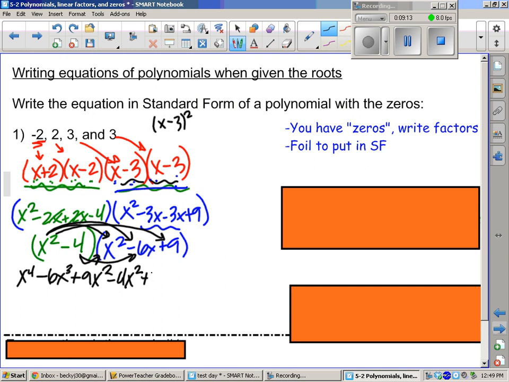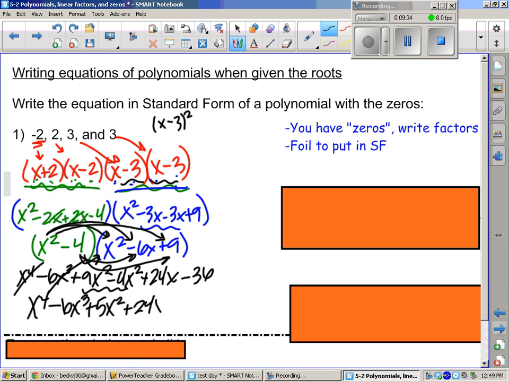Plus 24x and -36. Ooh, that's getting pretty big. Like terms, I only have 1x to the 4th. That takes care of that. I only have 1x to the 3rd. That takes care of that. But I do have like terms here. That's going to give me 5x squared. And no more like terms, I don't think. So 24x minus 36. This is my polynomial in standard form. That's a wild thing. It is.